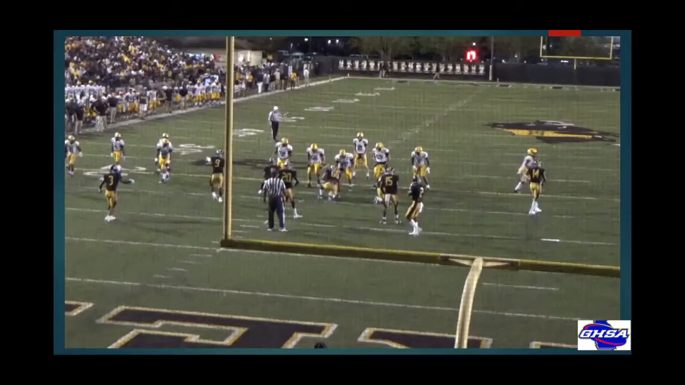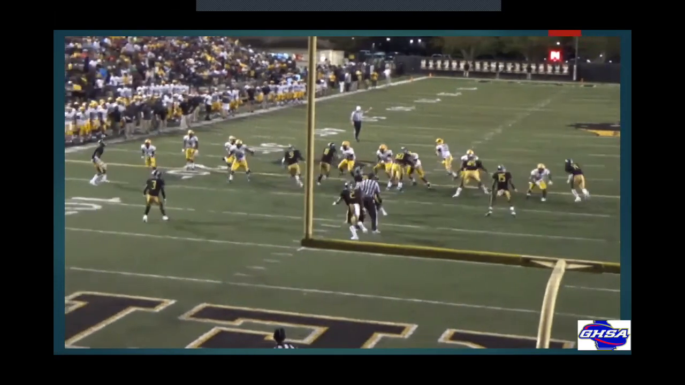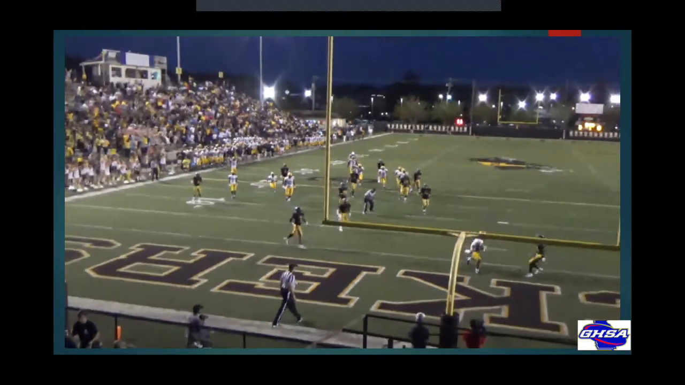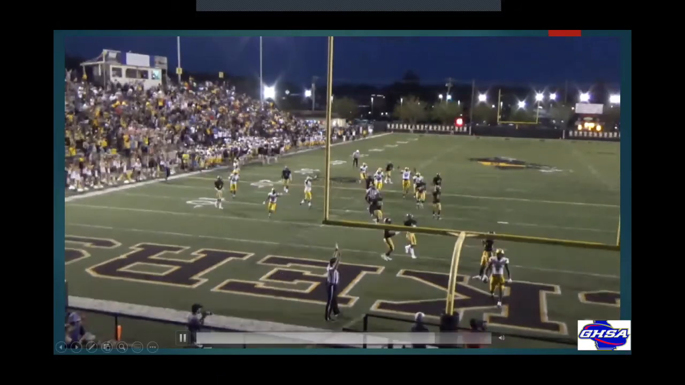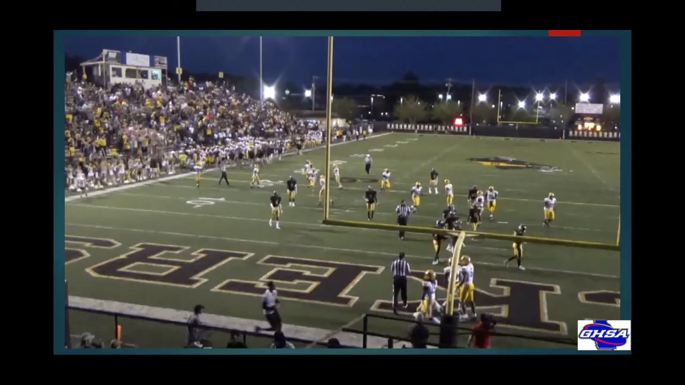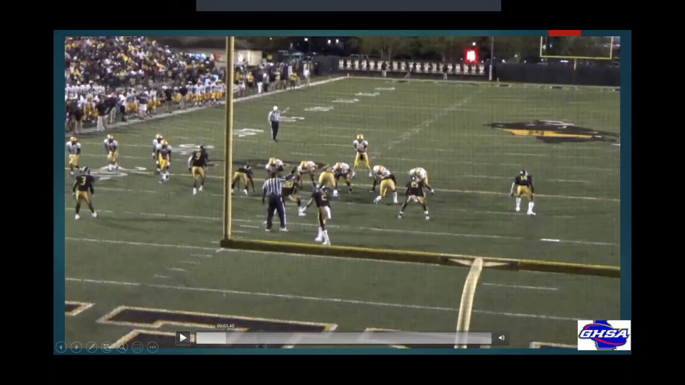So let's watch this video. Here we have offense formation coming to the line of scrimmage. Let's go ahead and play this. Here we have a pass to what appears to be, play it again, the left tackle. Let's get this queued up one more time.